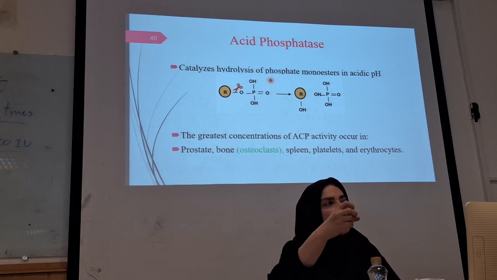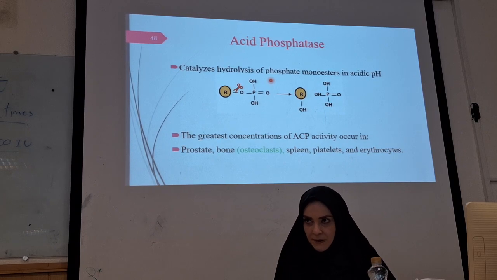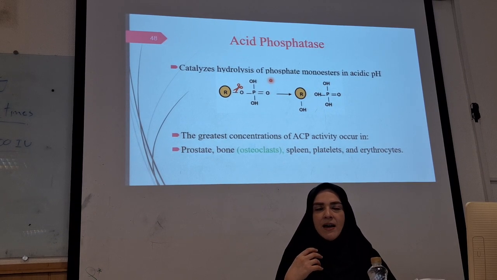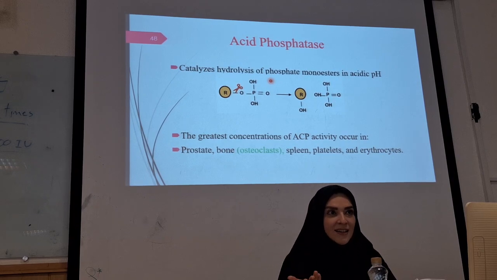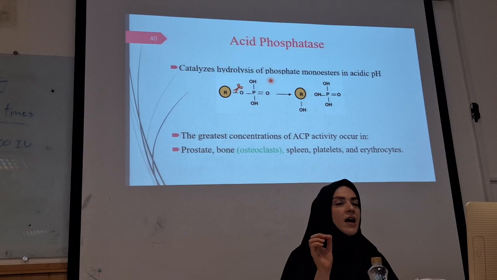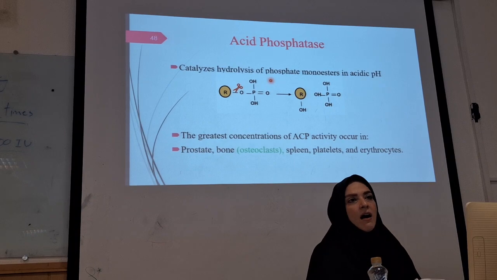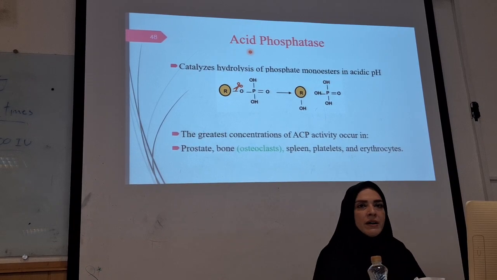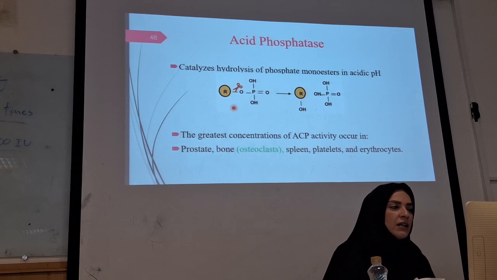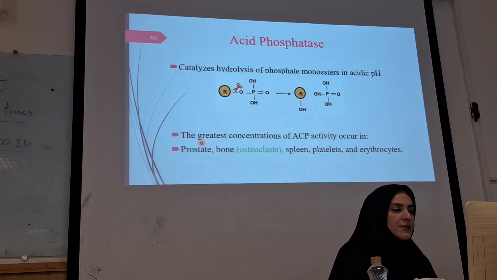Both of them remove a phosphate. What is the difference between alkaline and acid? It is the environment of the enzyme activity. Alkaline phosphatase requires a basic environment, with a pH of about 9, and the other one requires an acidic pH. So for acid phosphatase, as the name implies, we require the low pH. And like alkaline phosphatase, they remove the phosphate, okay? Because the environment is important.